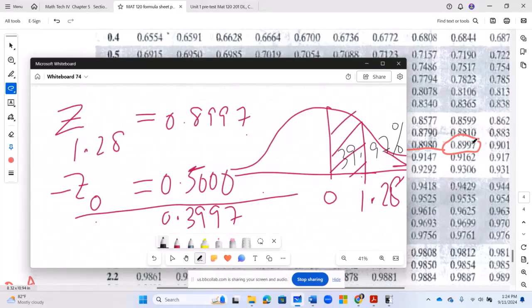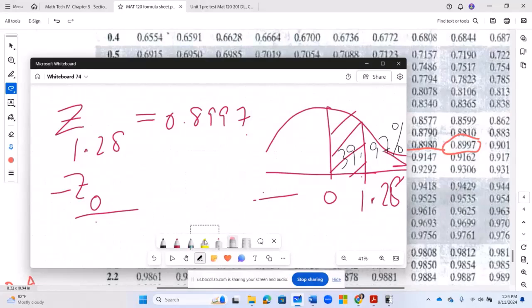All right, so let's use our chart to find area to the left. So I'm going to clean and get another question to find area to the left.